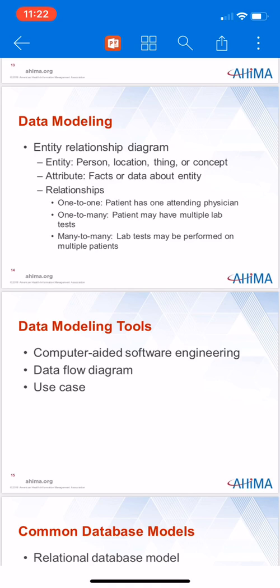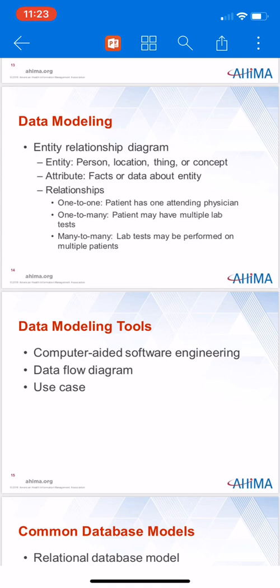In an entity relationship diagram, entities are linked together to show relationships between the two. And there are several types of relationships, such as one-to-one, one-to-many, and many-to-many. So an example of a one-to-one relationship is a patient and they have one attending physician. Or there's a one-to-one relationship between a lab test and its lab result.